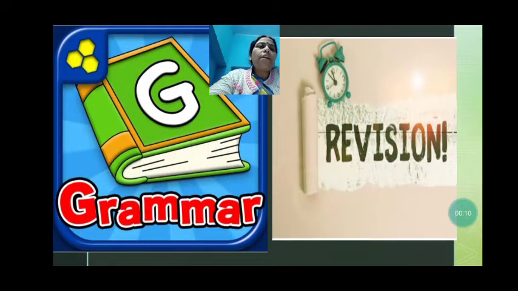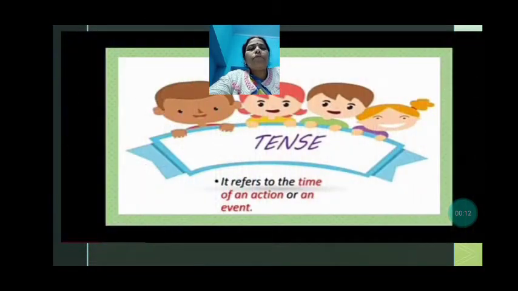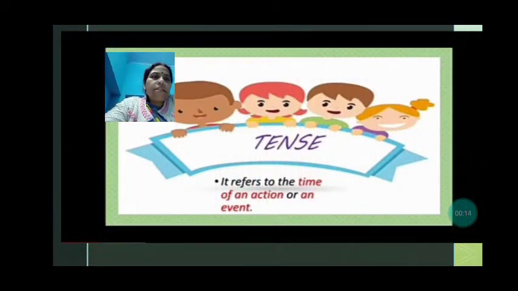So, children, today in grammar we will do the revision of tense, and that is the simple future tense. First of all, we should understand what a tense is. Tense refers to the time of an action or an event. It tells us about the time when the action has taken place.